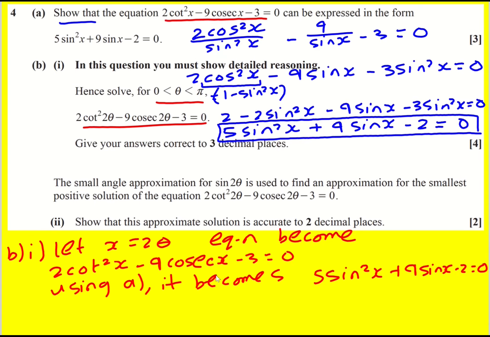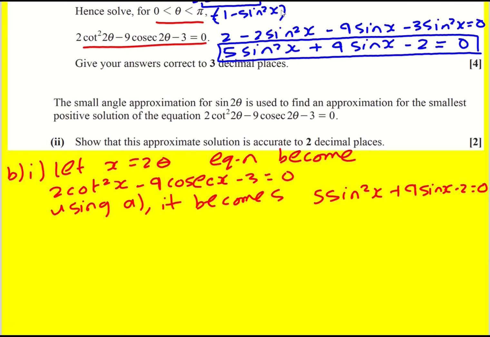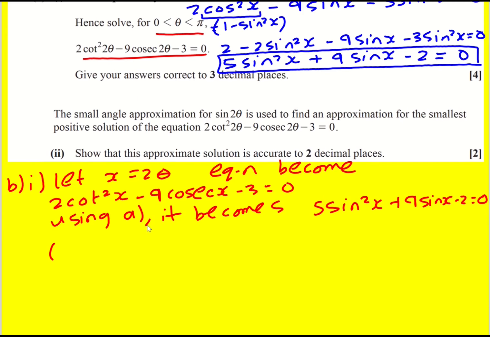You could, in fact, solve this one directly using some trig identities, but they have said hence, so I would just definitely use the one that we've got. Okay, let's see if it factorizes. I also should just note that the range is going to change. So now I'm actually going to be looking for 2 theta. So 0 less than 2 theta less than 2 pi. So I'm finding solutions for x between 0 and 2 pi. So just be careful about that.